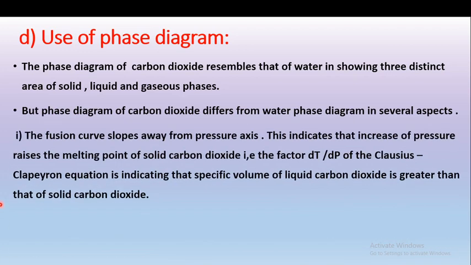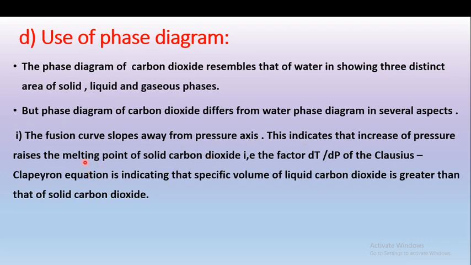So which are these several aspects? First is the fusion curve slopes away from the pressure axis. So the fusion curve for carbon dioxide slopes away from the pressure axis. We have plotted the graph of temperature versus pressure. But in case of carbon dioxide, the fusion curve, in which solid is converted into liquid, slopes away from the pressure axis, which indicates that increase of pressure increases the melting point of solid carbon dioxide.